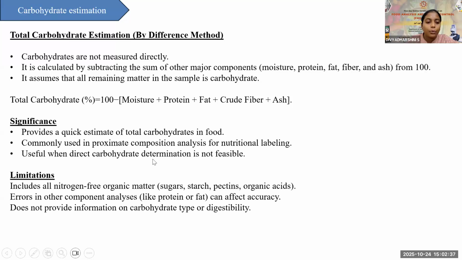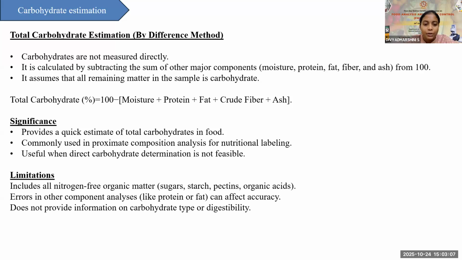The significance is that it provides a quick estimate of the total carbohydrates available in the food. It is useful when direct carbohydrate estimation is not feasible, we can go with this method, commonly used in proximate composition analysis for nutritional labeling. Then limitations are also there. It will include all the nitrogen free organic matter. There is no differentiation between the sugar, starch, pectins, or organic acids. So it yields the total carbohydrate content of our sample.